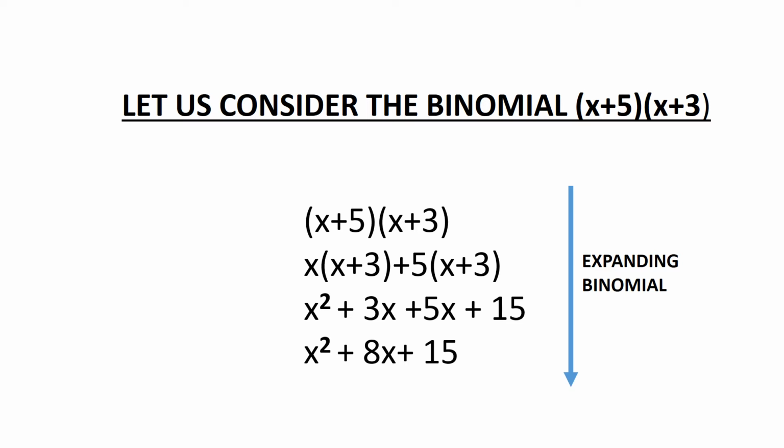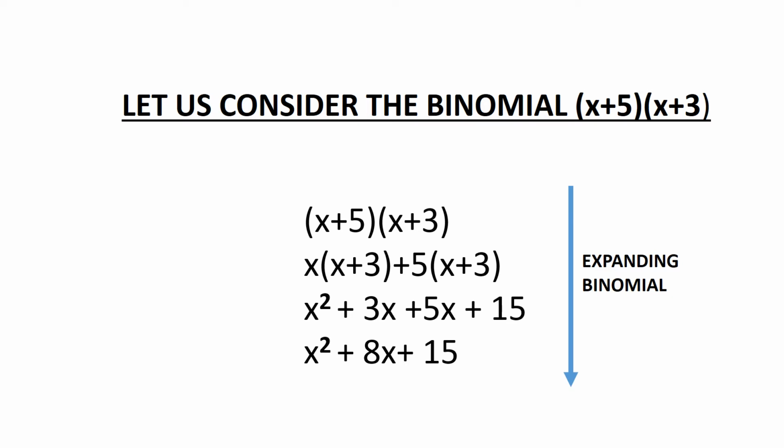So x multiplied by x gives my first term as x squared. Then x multiplied by 3 gives my second term as 3x. Then 5 multiplied by x gives my third term, 5x. And lastly, 5 multiplied by 3 gives my fourth term, which is positive 15.